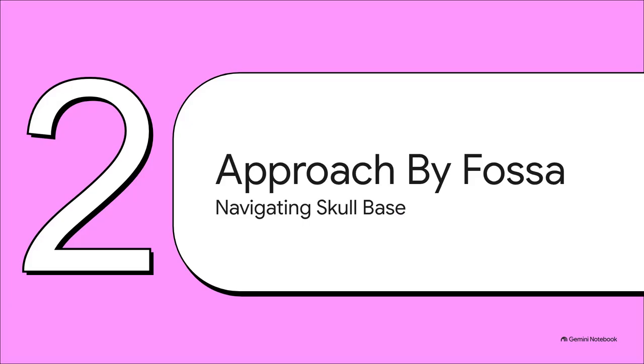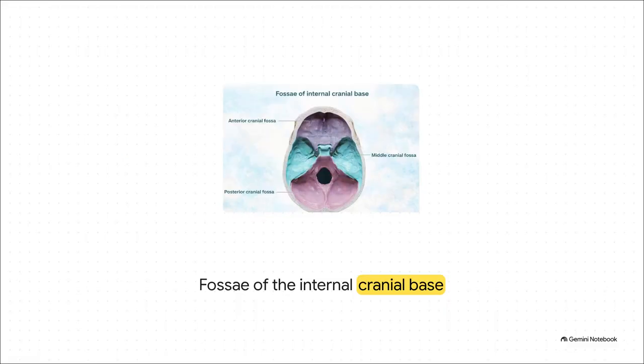Moving on to Section 2, Approach Codes by Fossa. Let's talk about how the actual anatomical geography of the cranial floor dictates that first phase, getting in. Think of the skull base as the literal floor of the skull. It's packed with vital tunnels and passageways for central nerves and blood vessels. Now, the surgeon's entry route depends entirely on where the target lesion is hiding, and we divide this into 3 main zones, or fossae. First, you have the anterior cranial fossa.